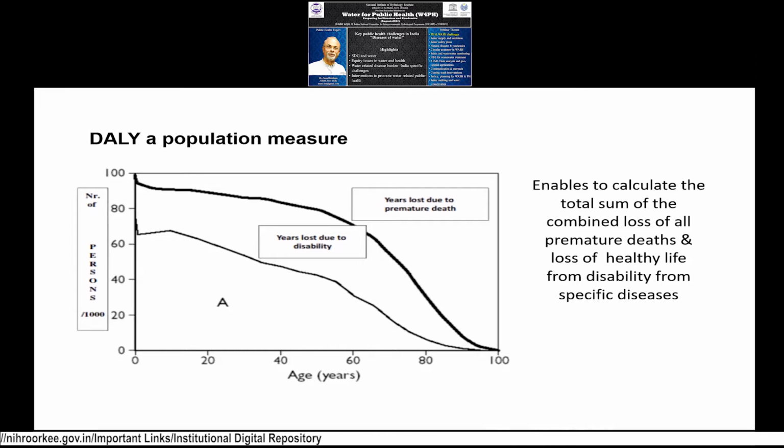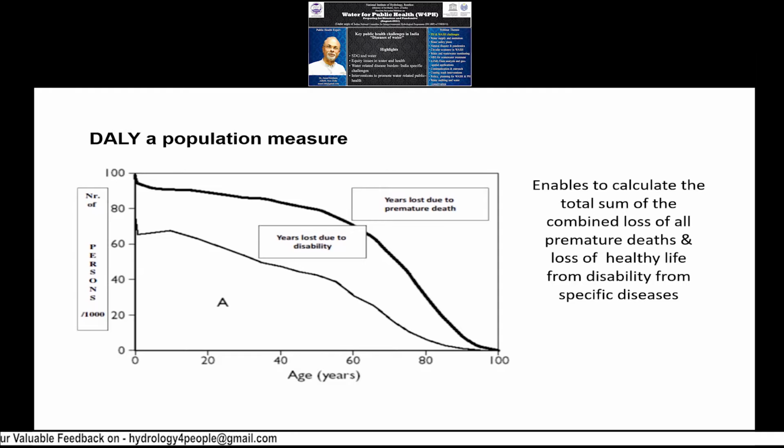And therefore we sometimes lose some years due to disability. That would be the area between these two lines. All the area which is above A is the area which has been lost due to disability.